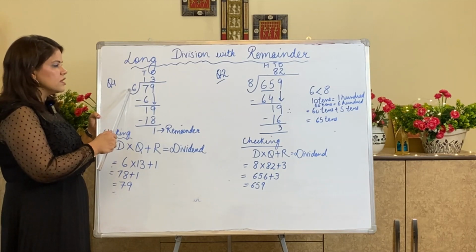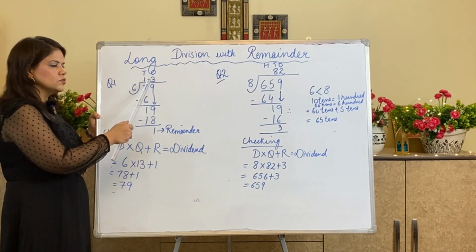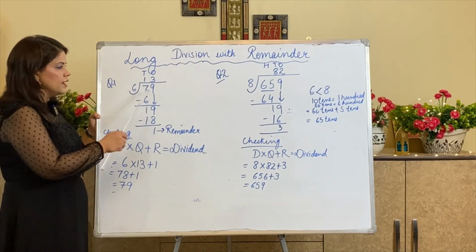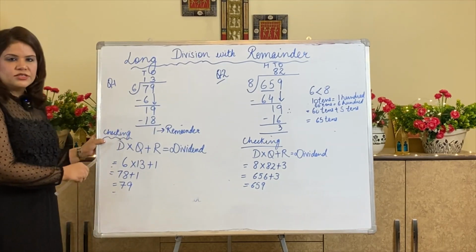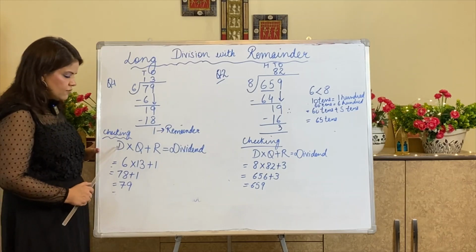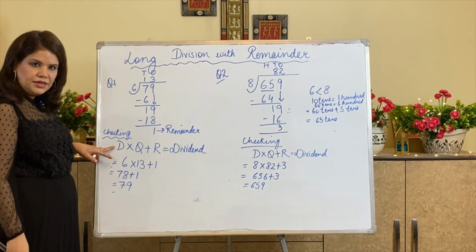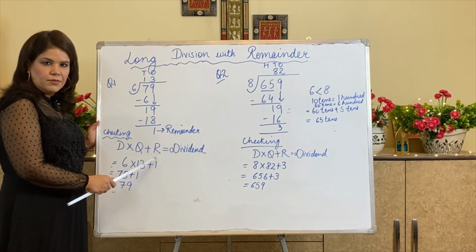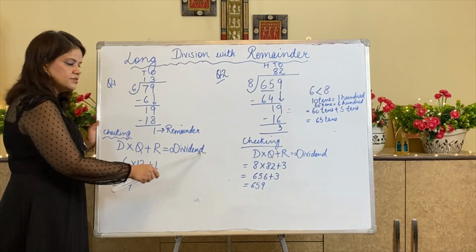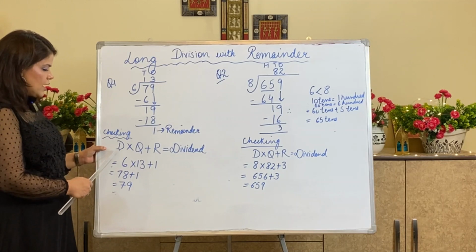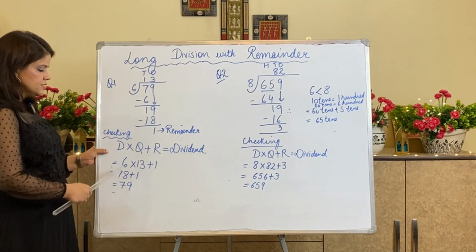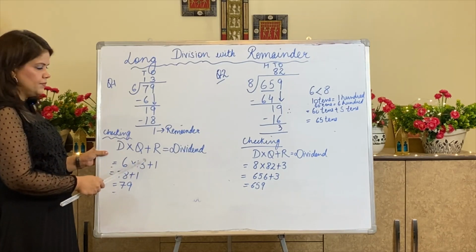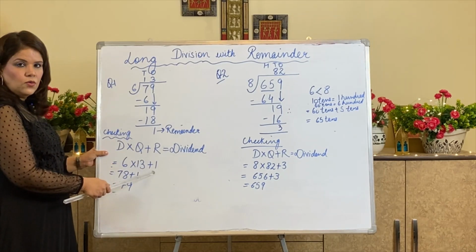That means 6 into 13 plus 1 should be equal to my dividend. So this is my checking part. I told you divisor. For divisor I am writing capital D. For quotient I am writing capital Q. For remainder I am writing capital R. And this is my dividend. So in place of divisor I am writing 6, in place of quotient I am writing 13, and in place of remainder I am writing 1.